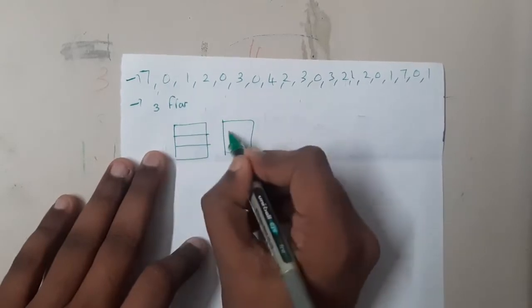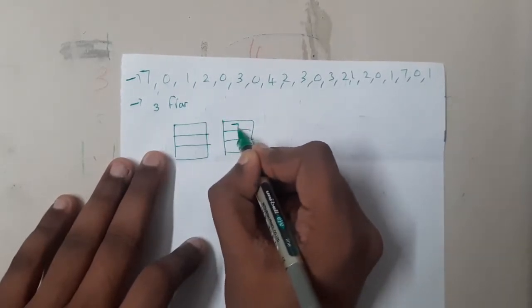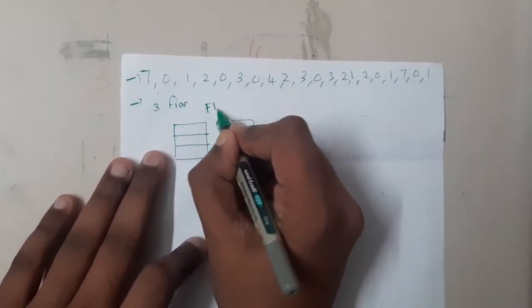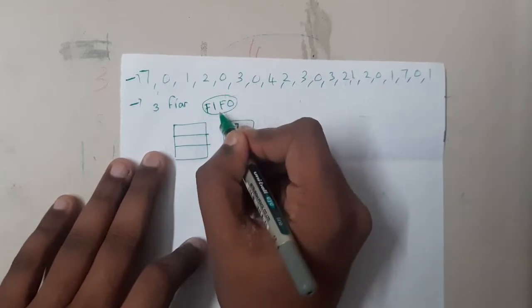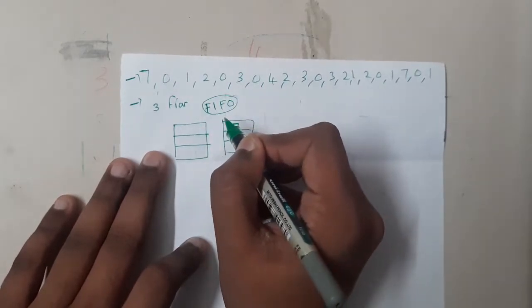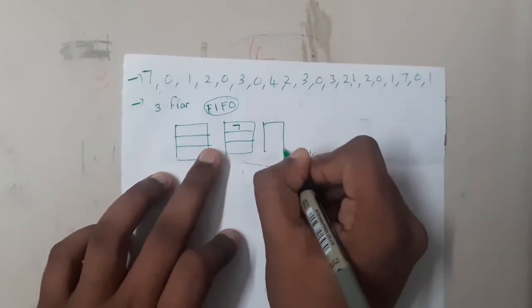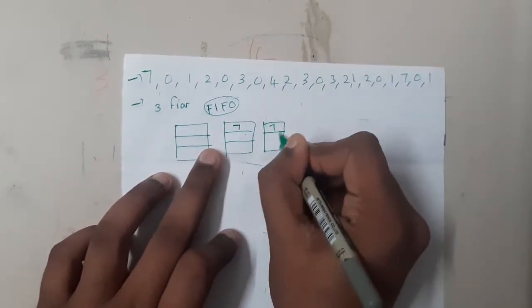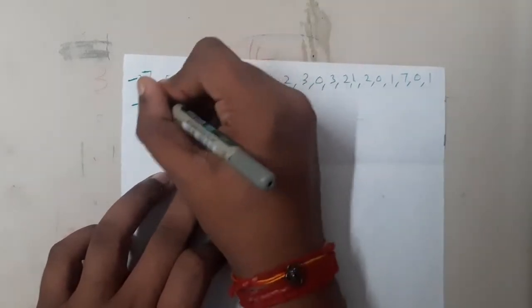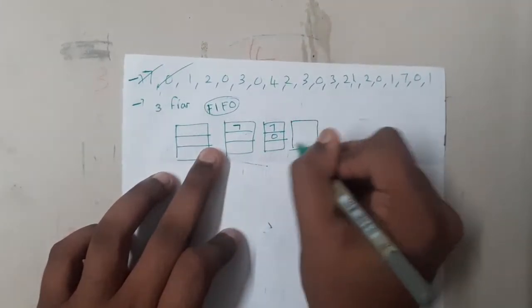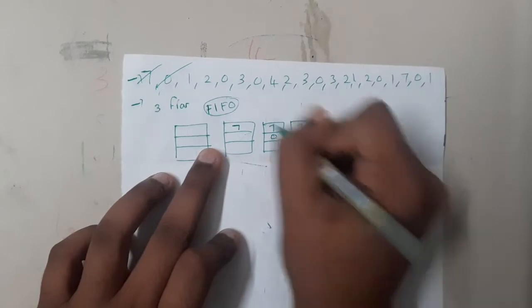Once I get a 7, I will give one slot for 7. I am applying FIFO, right? First in, first out. Whoever comes in first will move out first. So 7 came inside. After that 0 wants to come. There is space, so I will give 0 a space too. Once 7 0 is done, 1 wants to come. So 7 0 1, and 1 is also completed.